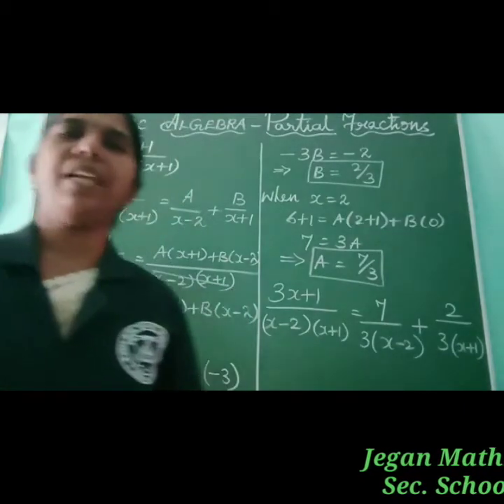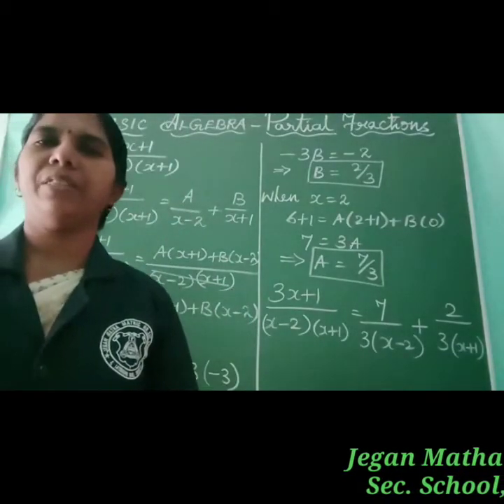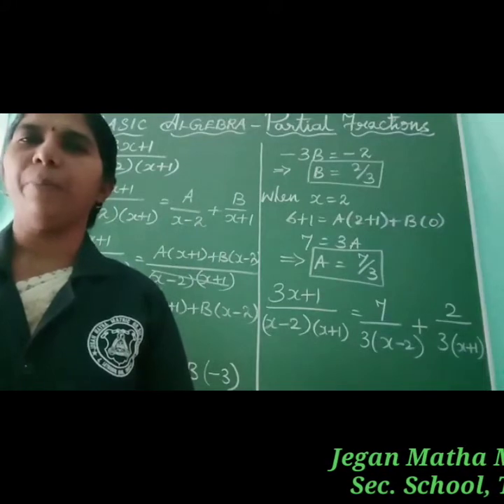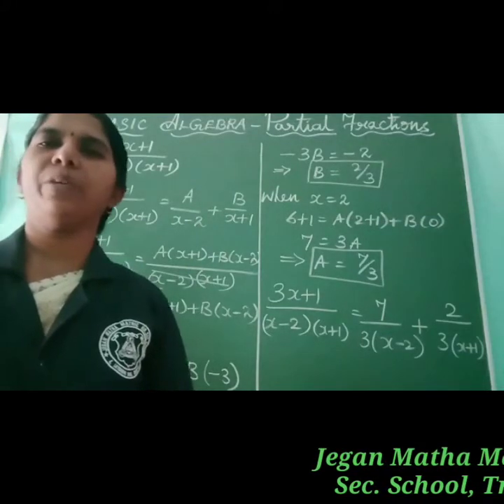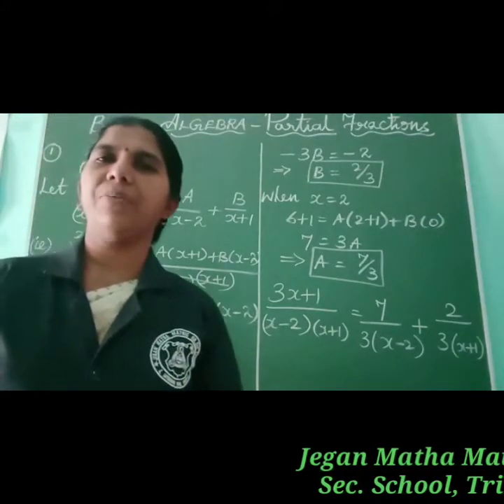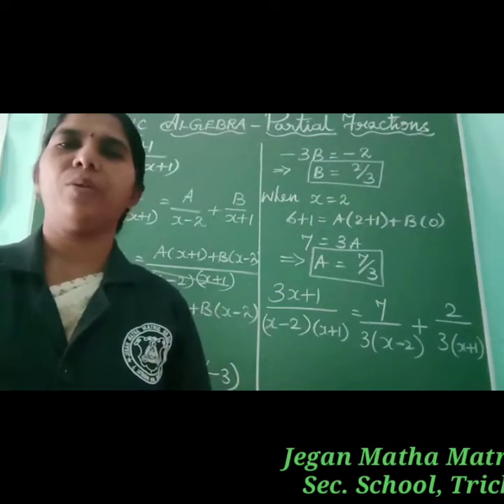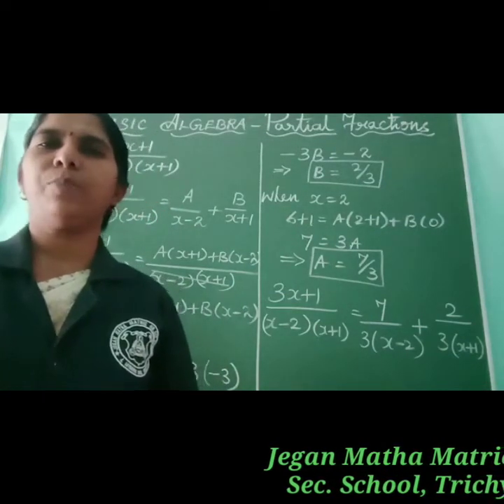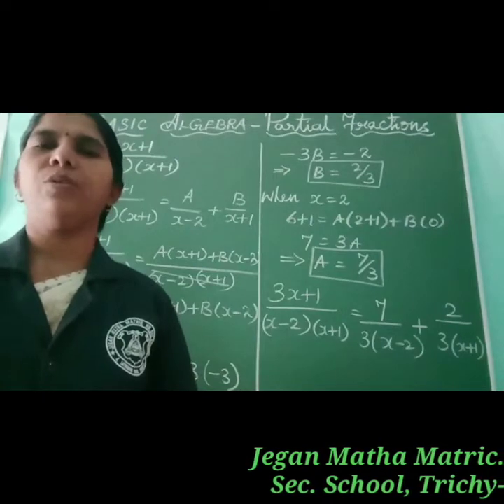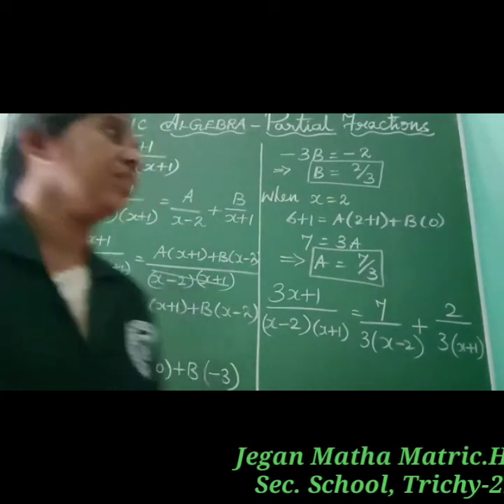A rational expression f of x divided by g of x is said to be proper if the degree of the numerator is less than the degree of the denominator. So today we are going to solve how to split a proper fraction into partial fractions.